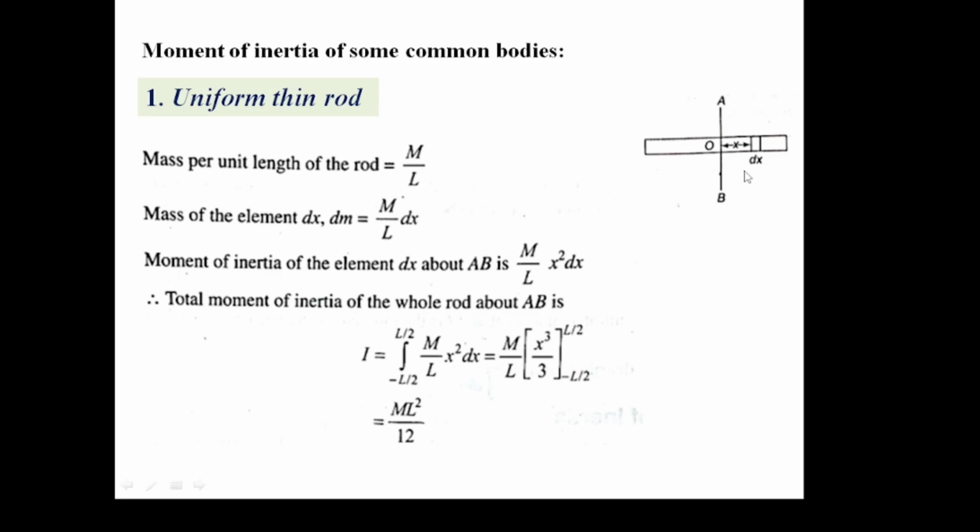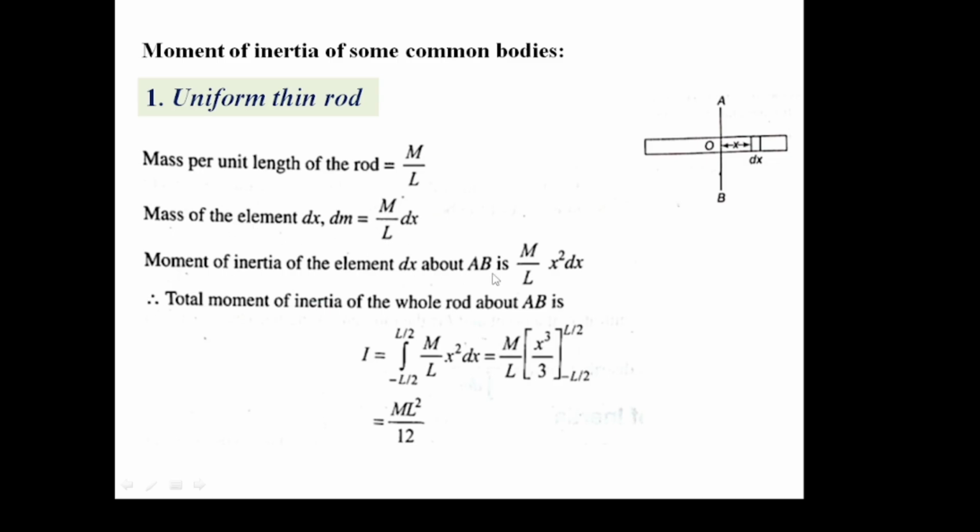AB is the axis of rotation, dx is the element length, and the distance between this axis and the element dx is x, and O is the center. So the mass per unit length of the rod is M by L, where capital M is the total mass of the rod and L is the total length, and the mass of the element dx, that is dm, is equal to M by L into dx.